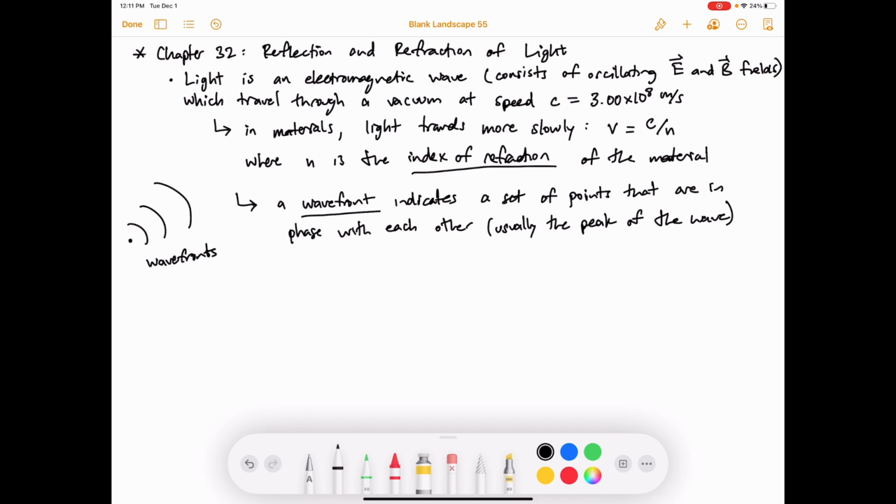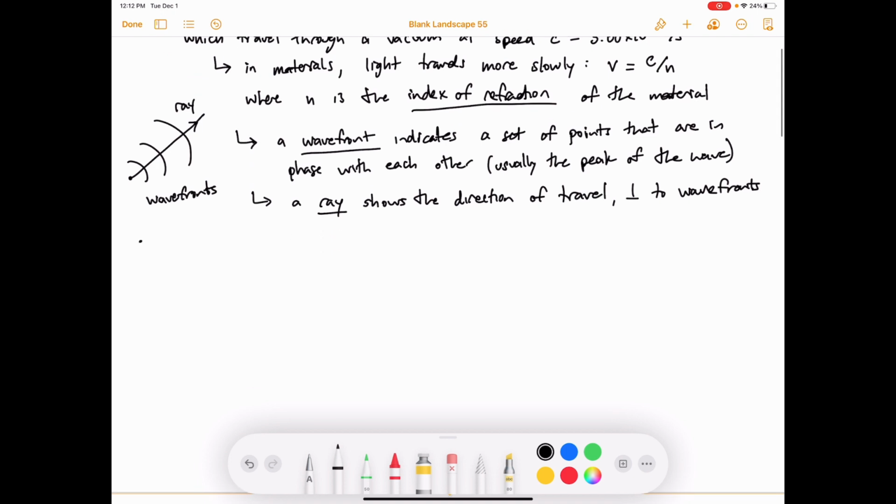Now, along with that, we have rays. What a ray shows you is the direction of travel, which is always going to be perpendicular to the wavefronts. So here would be a ray, perpendicular to those wavefronts, okay? So now that we have this basic way of visualizing a light wave, we can move on to the law of reflection.